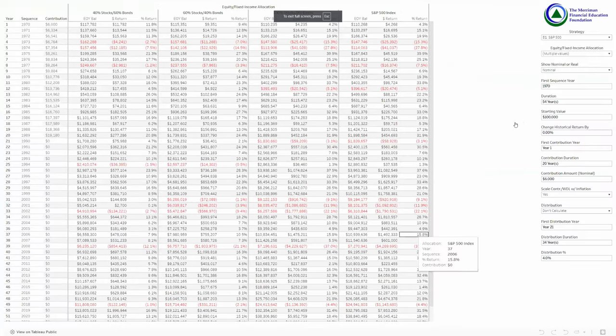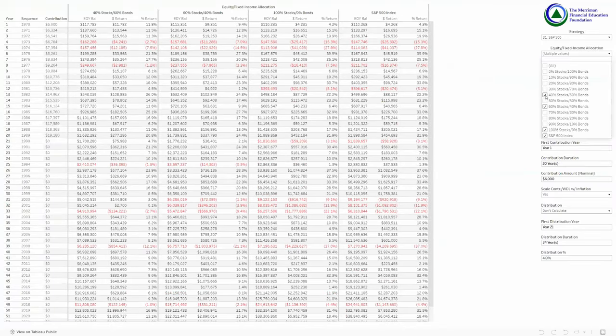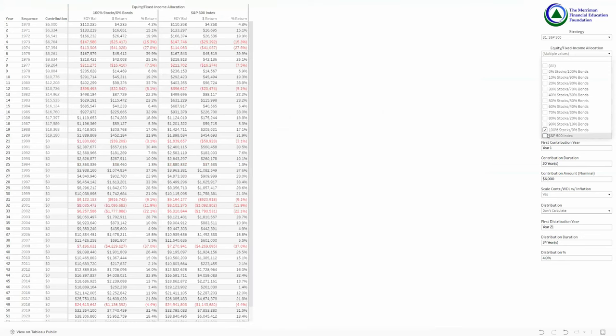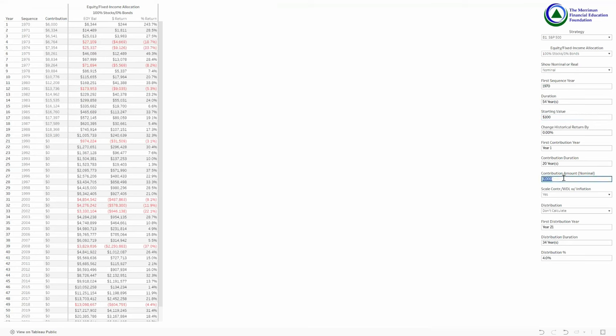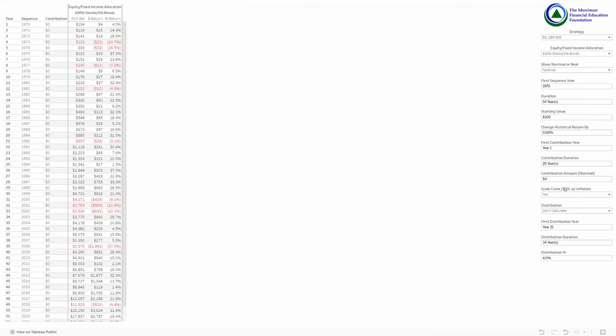All right. My son's a teenager, but for round numbers' sake, I'm going to say that he's 10 years old, right? I'm going to get rid of some of the noise here and just show 100% stock portfolio. And the starting value is going to be $100, right? Because that's what he would be spending or would have spent. And there are going to be no contributions. So I'm changing the contribution amount to $0.